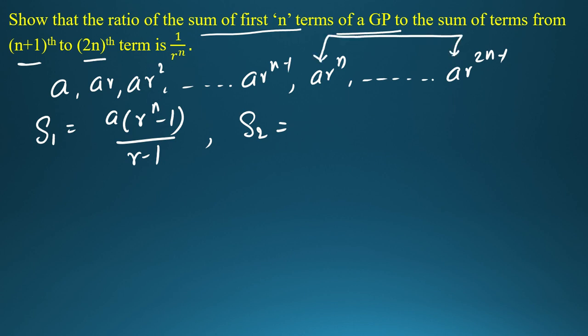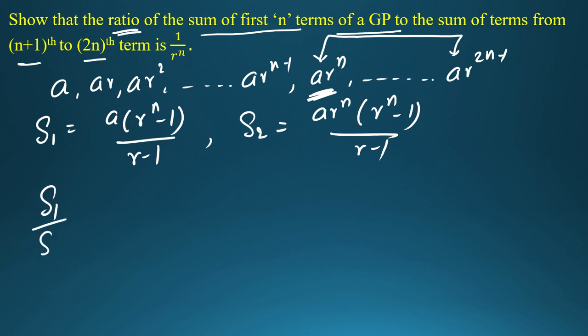So for this part, this will work as the first term. Yes, the common ratio will remain the same. Only the first term will change. So a r to the power n minus 1 upon r minus 1. And since we are talking about ratio, ratio means division.